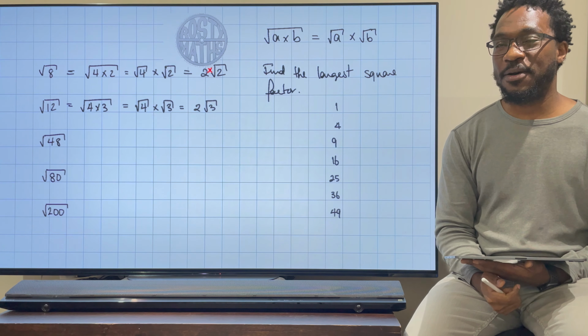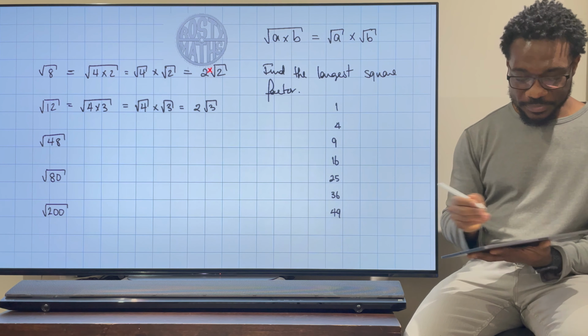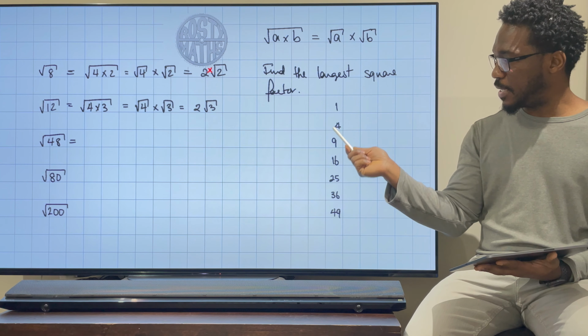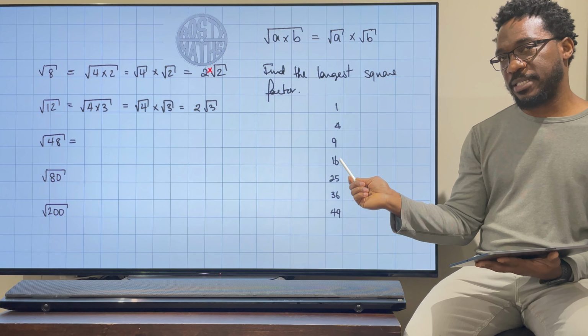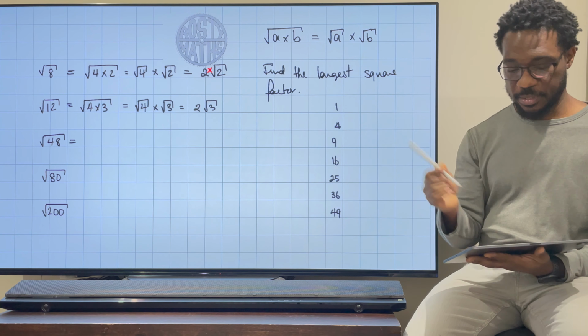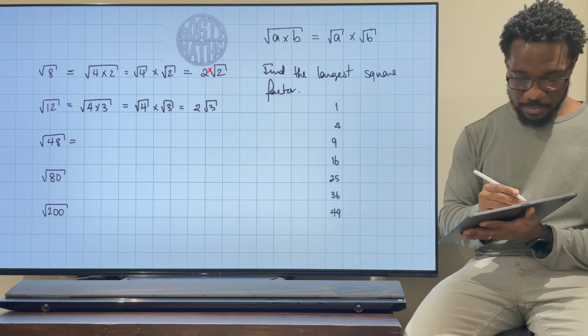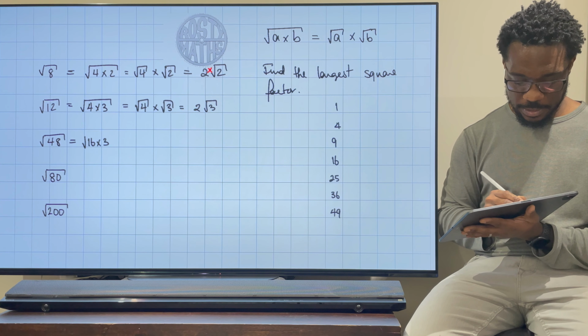Okay? But now I'm going to jump into the square root of 48. So square root of 48, there we go. Going down my list, 4, 9, 16 goes into 48. It goes into 48 3 times. So I'm going to use 16. So I'm going to go square root of 16 times 3.